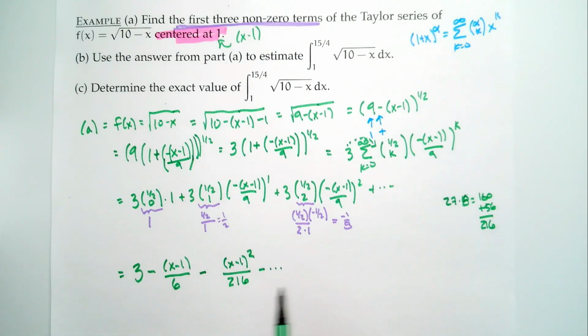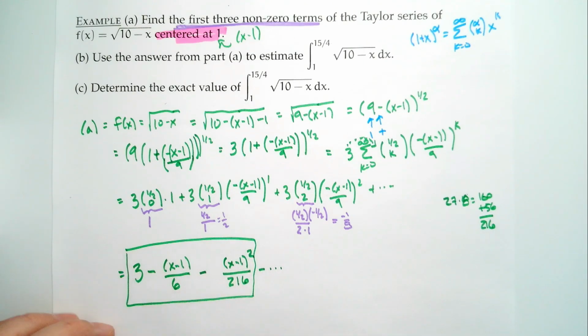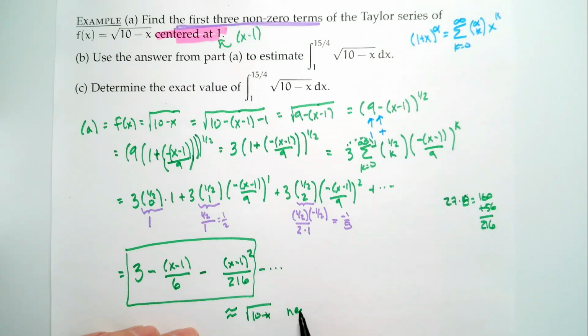Now, what I care about is what are the first 3 non-zero terms. And so the moral here is that this is a really decent approximation to the square root of 10 minus x near x equals 1. Okay, good. And I see we've run out of space on this page, so let's use a new page to do part B.